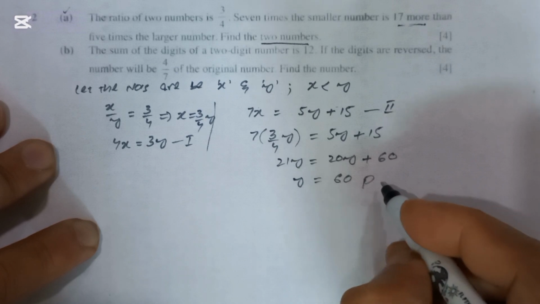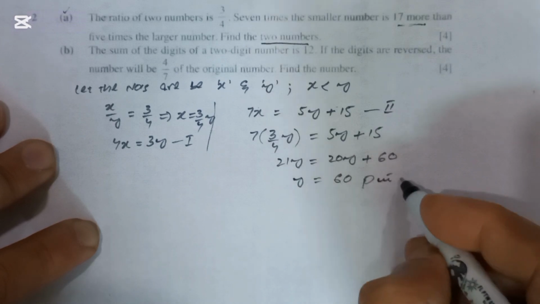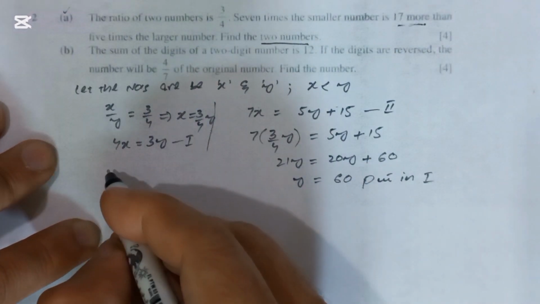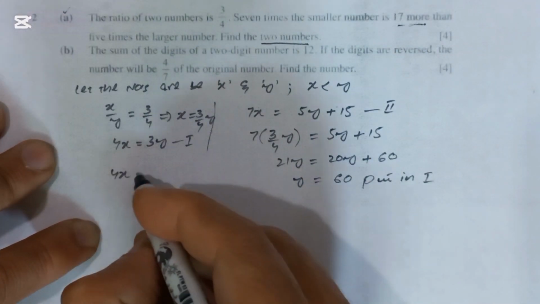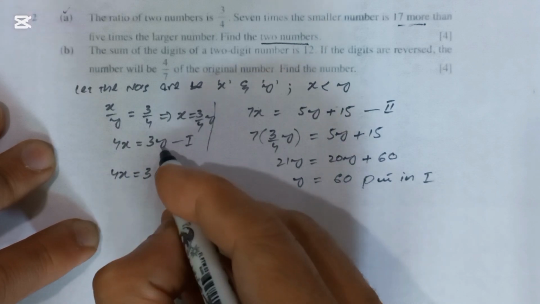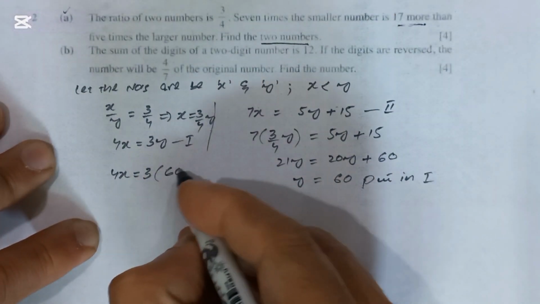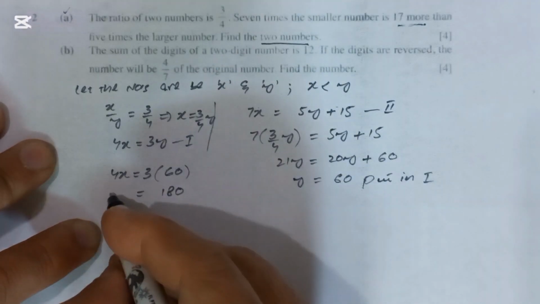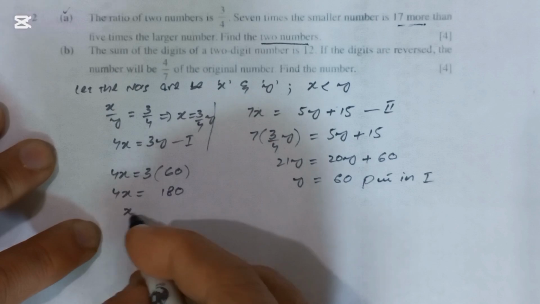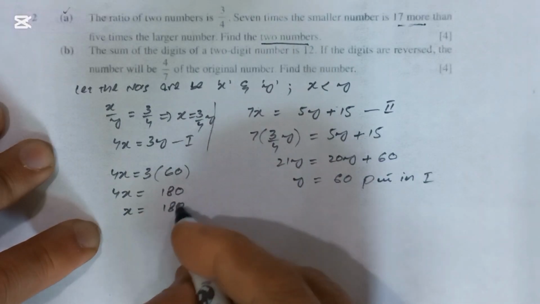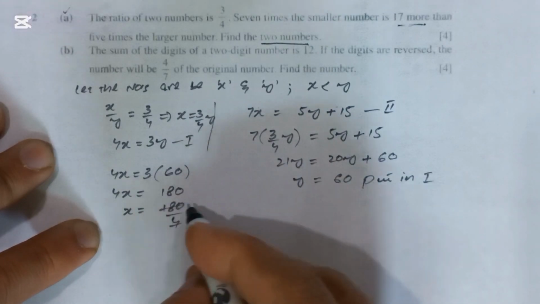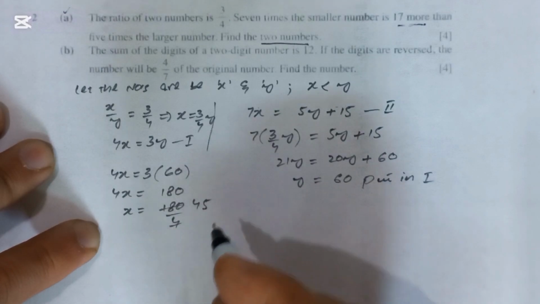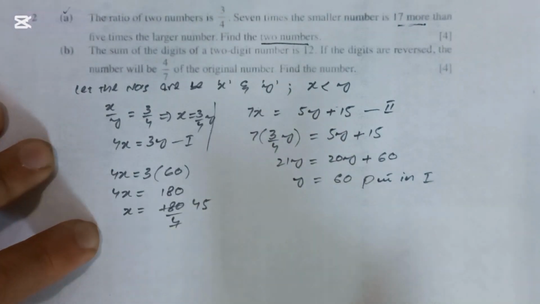Ultimately you have to put it in equation number 1. So put this value of y here. So 4x will remain as it is, and 3 in place of y you will apply 60. So it will be equal to 180. 4x will remain as it is. Now shift 4 to the right side. It will be 4 4s are 16. 2 will be carried, and 4 5s are 20. So x value is 45.